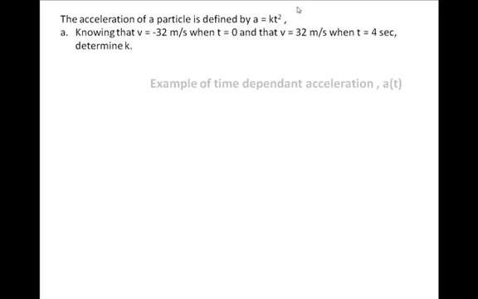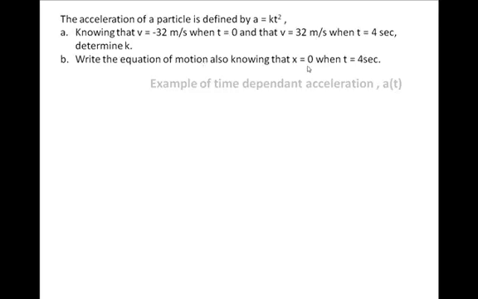Okay, let's go to the next one, where we have an example of time dependent acceleration. For this purpose we have taken this problem. The acceleration of a particle is defined by a is equal to kt square. k is unknown, and the data given is, knowing that v is equal to minus 32 meter per second when t is 0, and v is equal to 32 meter per second when t is 4, determine k. That is the first part. The second part is, write the equation of motion, also knowing that x is equal to 0 when t is 4 seconds.